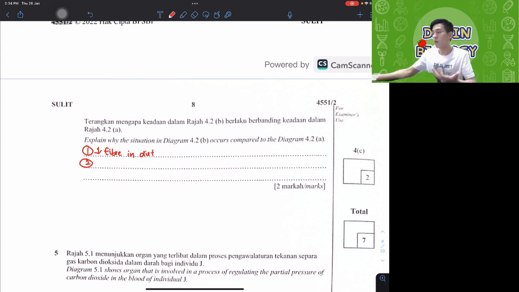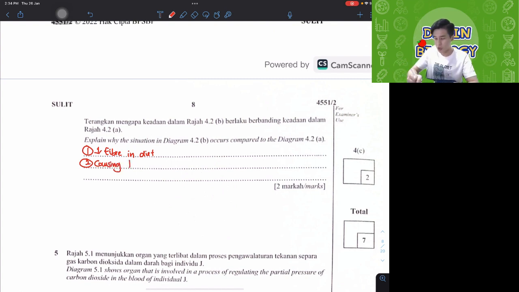Now, why will lack of fiber cause constipation? Because fiber makes your poop looser. So therefore, when peristalsis occurs, it can push the feces easily. Therefore, when you go and poop, it is very smooth and comes out like that. But now since there's no fiber, your poop is very hard, so peristalsis is very hard to occur. So that's what you need to say here.